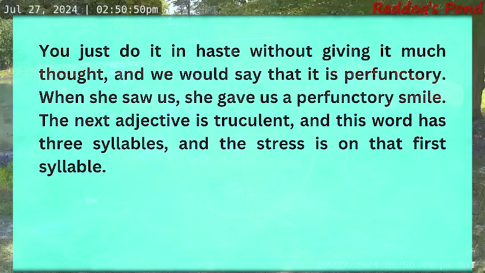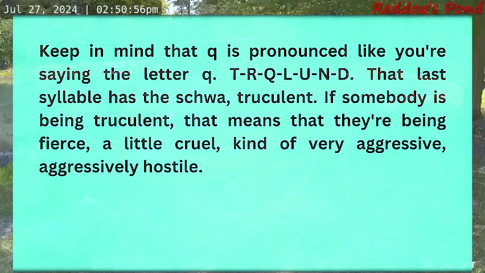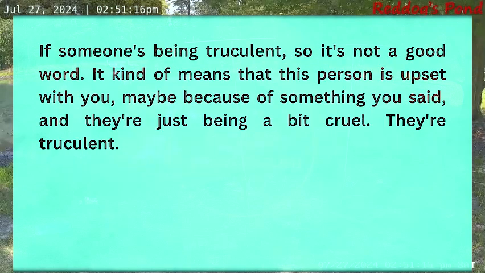The next adjective is truculent, and this word has 3 syllables, and the stress is on that first syllable. Keep in mind that the U is pronounced like you're saying the letter Q, truculent. That last syllable has the schwa. If somebody is being truculent, that means that they're being fierce, a little cruel, very aggressive, aggressively hostile. So it's not a good word.